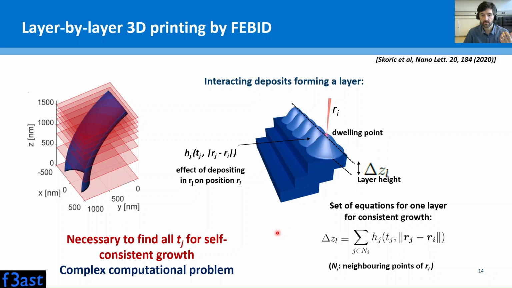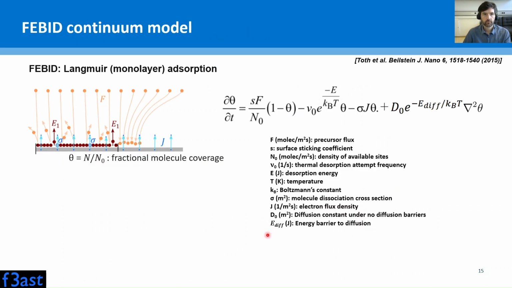So we need to find an alternative way or a simplification of the process that allows us to get this time in general. For this, we have used the FEBIT continuum model that I introduced in a previous video, and we use the Langmuir monolayer adsorption, which is very typical in FEBIT. So the FEBIT continuum model is giving me the time evolution of the fractional molecule coverage. So how many molecules I have at a given time divided by the number of available sites, how this evolves as a function of time.